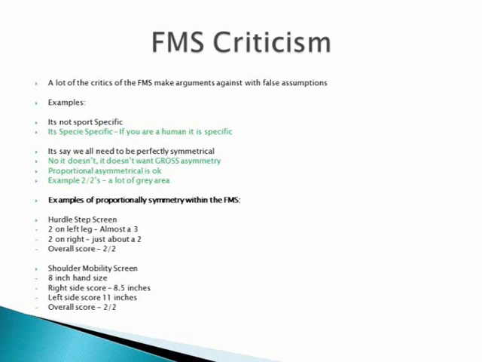Another argument, it says that we all need to be perfectly symmetrical. No, it doesn't. The FMS has never said this. The FMS just doesn't want gross asymmetry. The FMS allows for proportional asymmetry. An example here is symmetrical twos, which has a lot of grey area. So examples of proportional symmetry within the functional movement screen will be the hurdle step, for example. You could get someone on the left leg who's almost a 3, but on the right leg they're just about a 2. That's a lot of grey area, but they have proportional asymmetry, so their overall score is 2-2, and this means that the person is good to go.